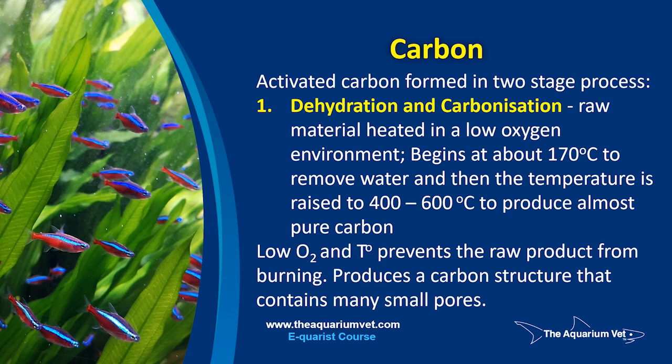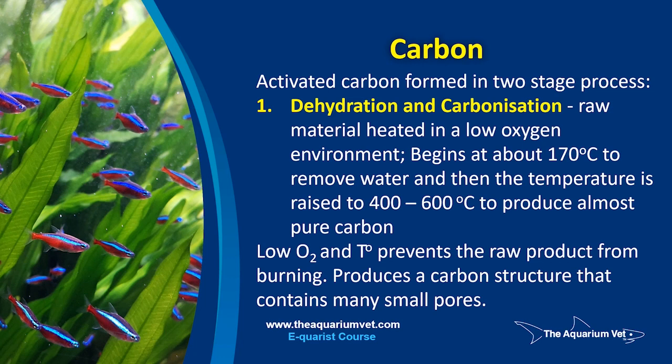Now, how is the carbon made? It's a two-stage process. The first is dehydration and carbonisation. So what happens? You take your raw material, whether it's the coal or the coconut husk, whatever, and you heat it in an oven in a very low oxygen level.